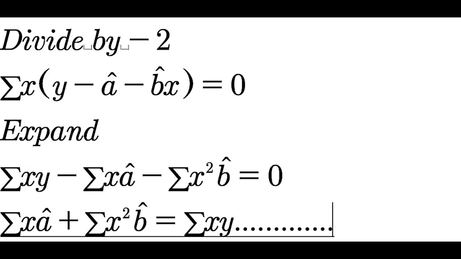Okay, so we have derived two systems of linear equations in two unknowns, a hat and b hat. So we shall solve them simultaneously using matrix algebra, or our normal method of elimination, or substitution method. But in this case, for simplicity, I think I will use matrix algebra.